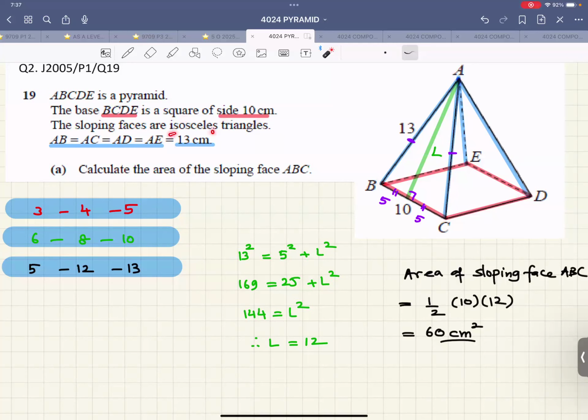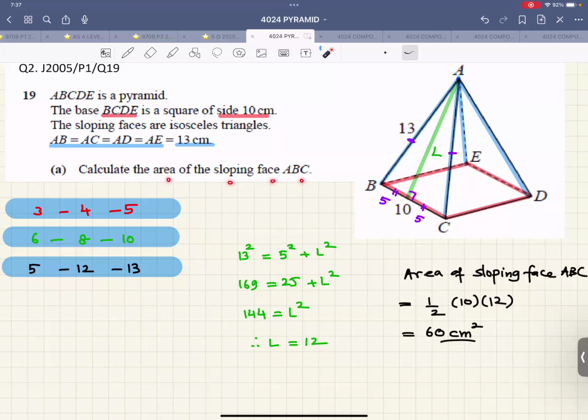The sloping faces are isosceles triangles. So this is 13, this is 13, this is 10. Therefore half of 10 is 5. You need to grab your right angle triangle. These are the famous right angle triangles that we come across: the 3, 4, 5, the 6, 8, 10, the 5, 12, 13. So this is 5, this is the perpendicular, that is L, and this is 13. So L comes out to be 12.